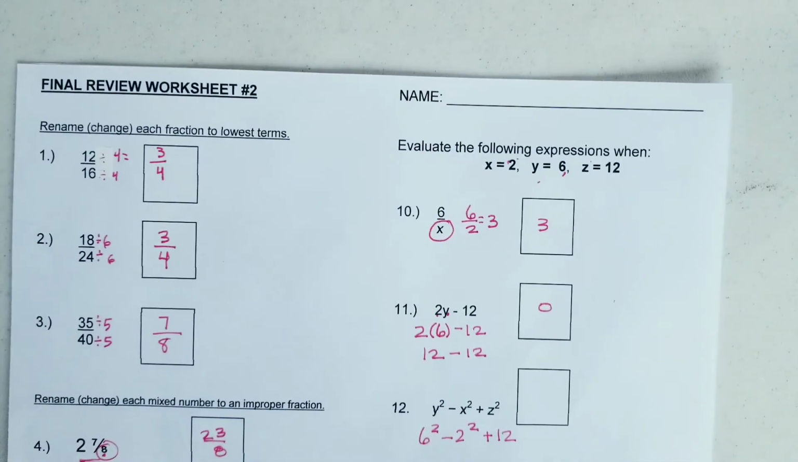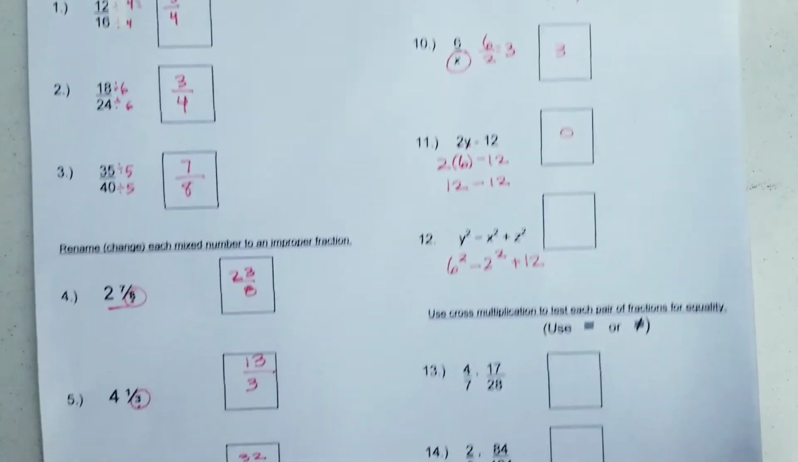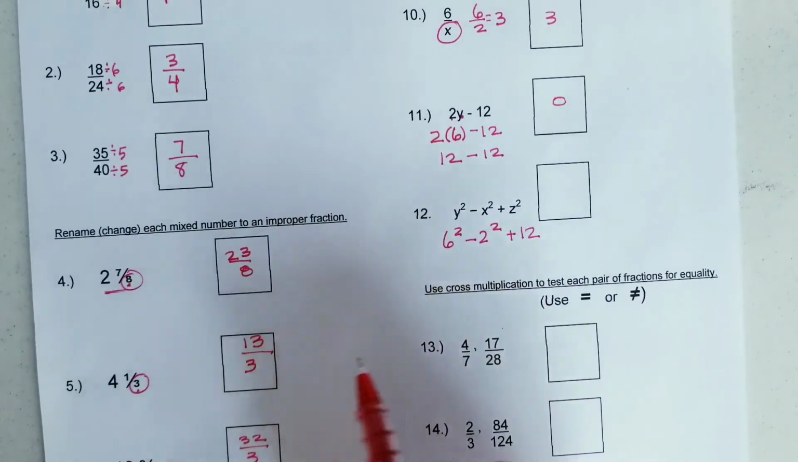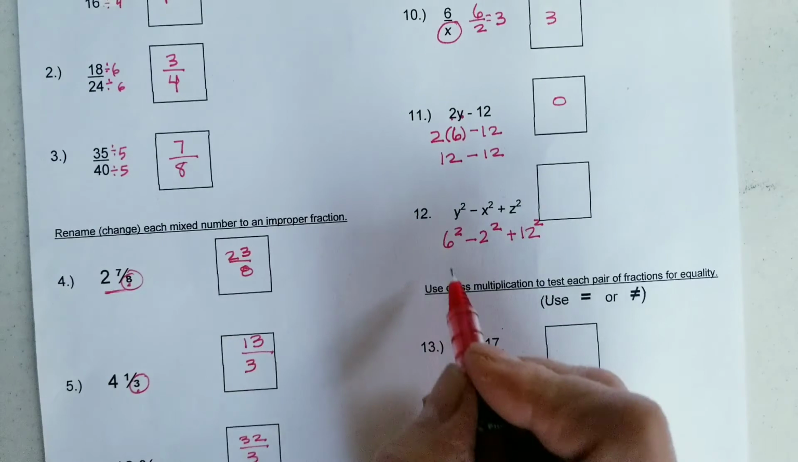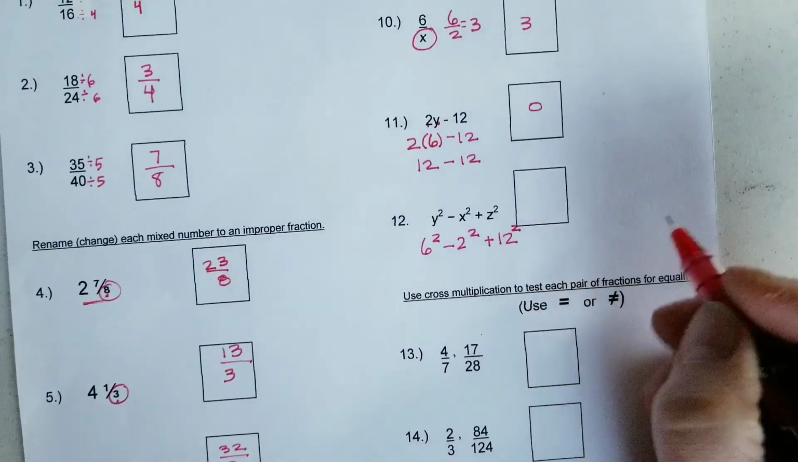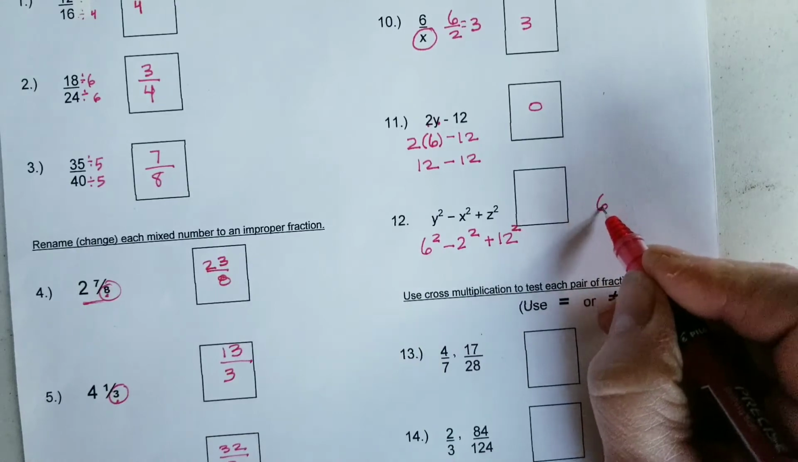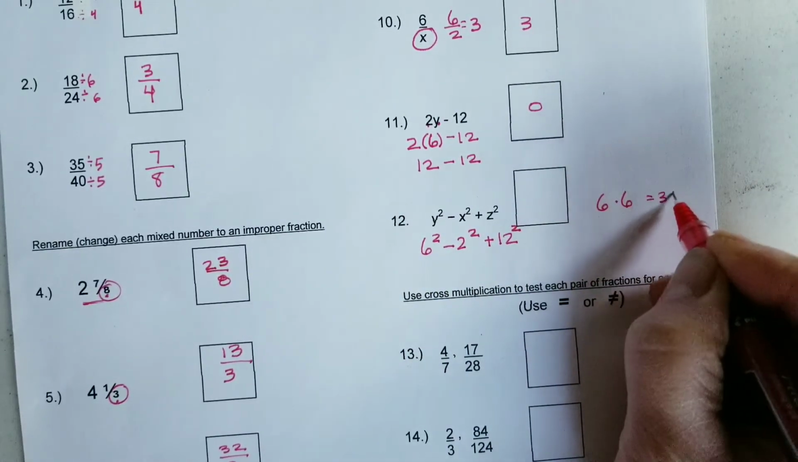Oops, I'm kind of running. So z equals 12, y equals 6, and x equals 2. Make sure you put those in correctly. Oops, I almost forgot my little squared up there. And so 6 squared, just as a reminder, just means you multiply that base of 6 two times, and that equals 36.